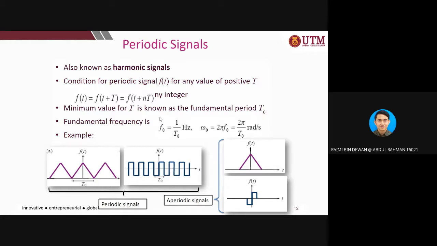So the fundamental frequency is f naught equals 1 over T naught. I think you guys understand this already: frequency is actually 1 over period. Then you are introduced to this equation, omega equals 2 pi f naught, in radians per second. So you can see here, this is a periodic signal because it is repeated. And this is not a periodic signal because you can see it's only one signal there and it is not repeated.